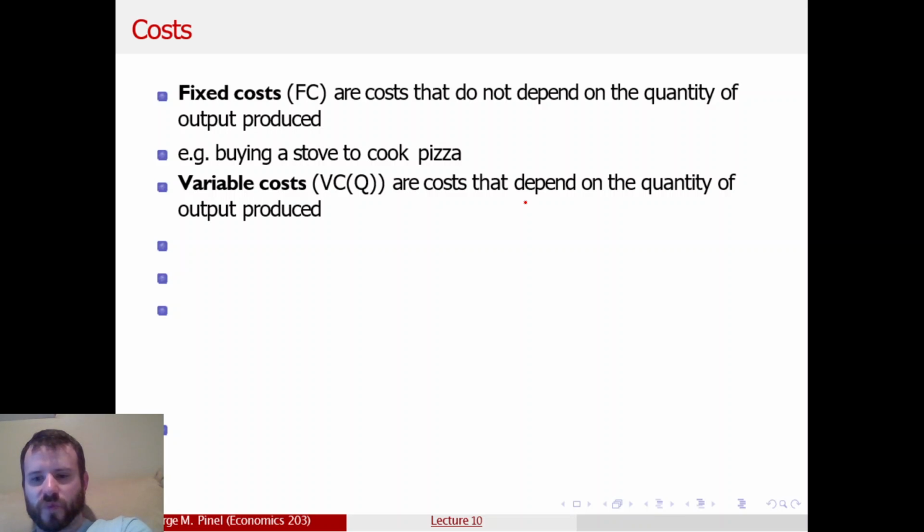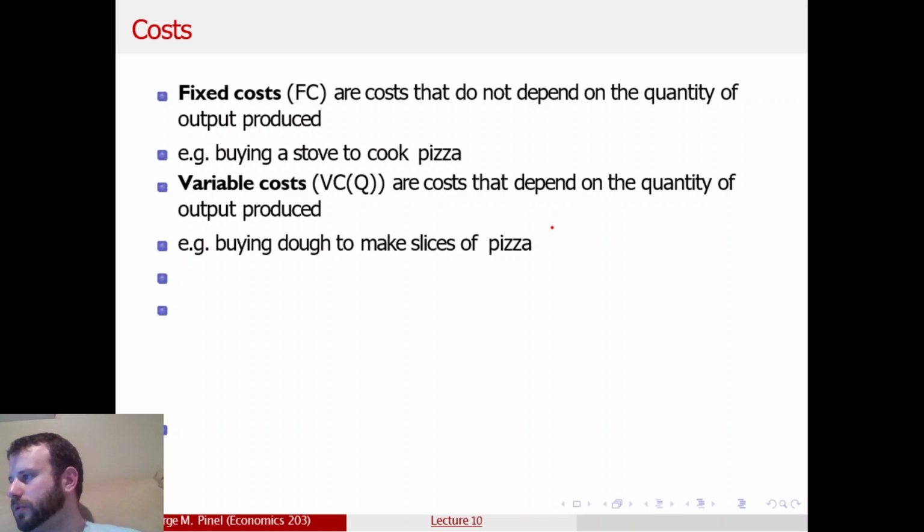If you're looking at the pizza example, you want to make more pizzas, well, you're going to need dough, right? You're going to need cheese. You're going to need pepperoni, right? Those are your variable costs. You're going to need to pay a worker to work an extra hour. That's a variable cost. Okay.